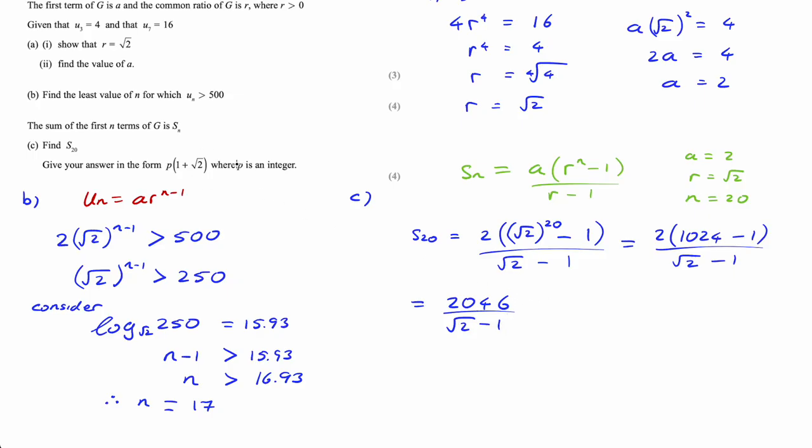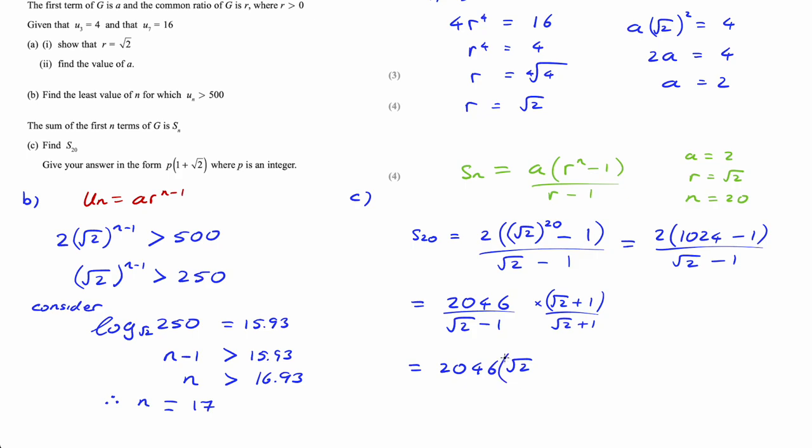Now, to get it in this form, I need to multiply by, hopefully you remember this, guys, root 2 plus 1 over root 2 plus 1, the conjugate of the denominator to get rid of the root underneath the line. Okay, that will give me, let's go down here, 2046 times root 2, and then 2046 times 1.